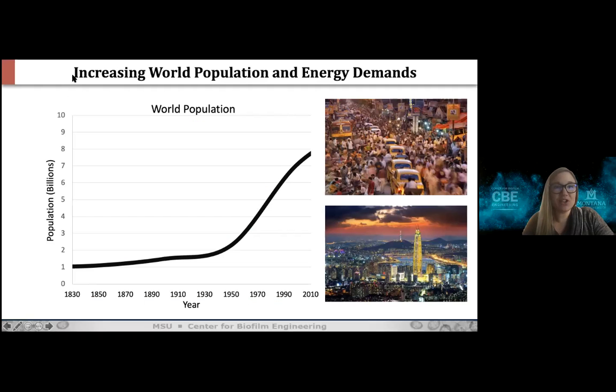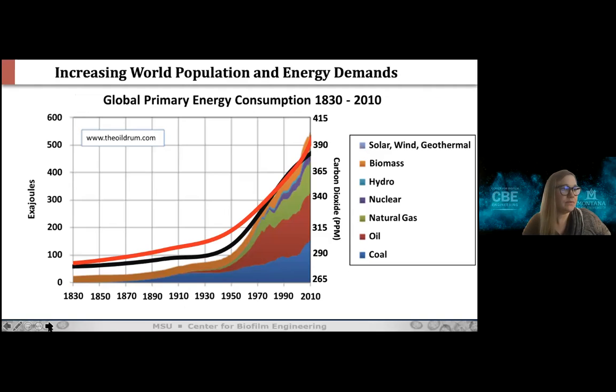So now transitioning to coal bed methane. It's no surprise that our world population is increasing, and as the population increases, so do our energy demands. What this graph is showing is the different types of energy resources that are currently used, spanning from the 1830s to 2010. The red line is the CO2 emissions. So what you see is that with increased energy use, we see increased CO2. I think that's well accepted.